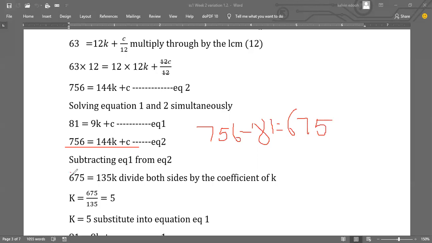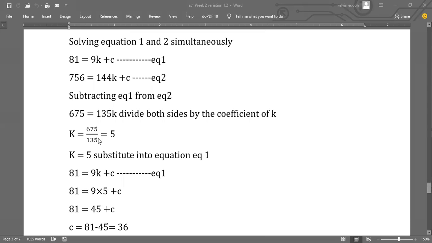This is the same thing as 9k minus 144k, which gives us 135k. C minus C will cancel out as 0. So the next thing is to solve for k. Just divide both sides by the coefficient of k, which is 135. So k gives us 5. The next thing is to get the other constant, C. So we're going to substitute it into any of the equations.